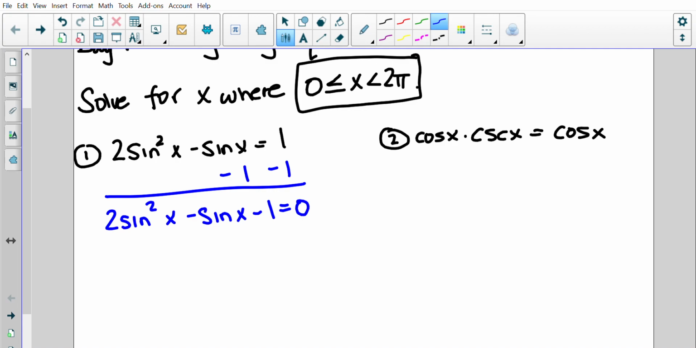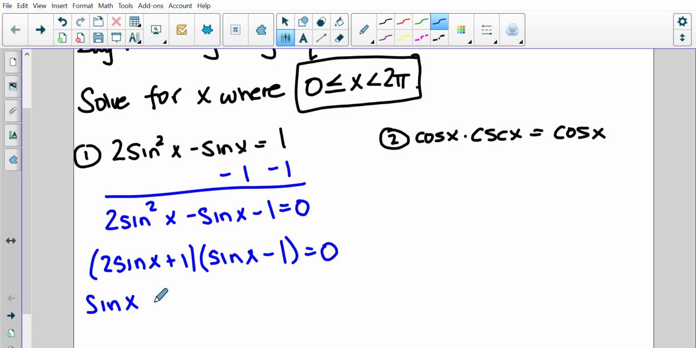So once we have our quadratic, we have to decide, is this factorable or not? And this one indeed is. And you should get the factors to be 2 sine x plus 1 times sine x minus 1 equals 0. And just like we would with the normal quadratic, we would set each one equal to 0 and solve. So for this side, we would get sine x equals negative 1/2. And for this one, we would get sine x equals positive 1.